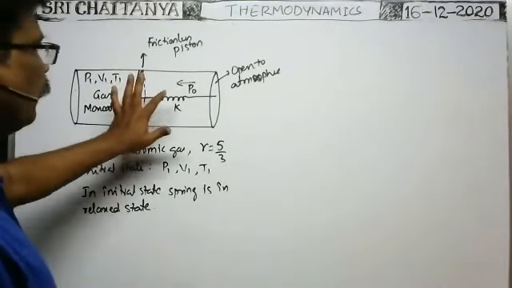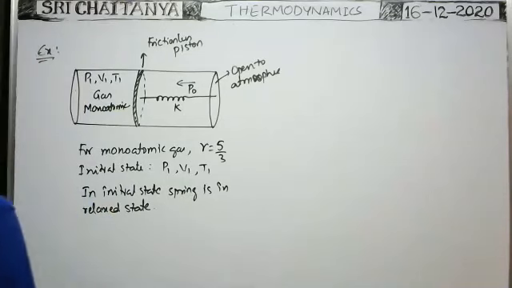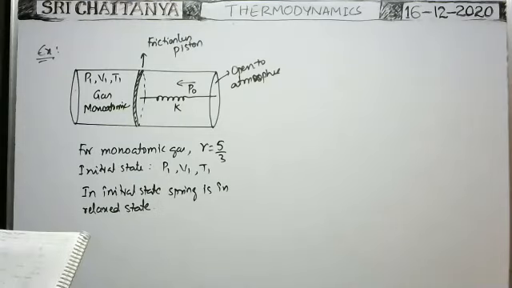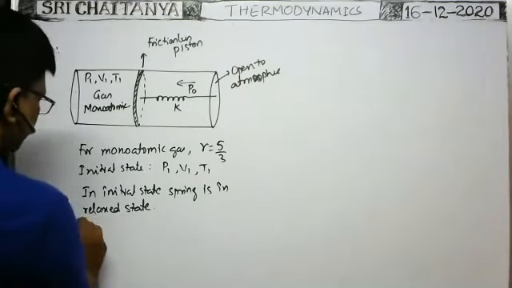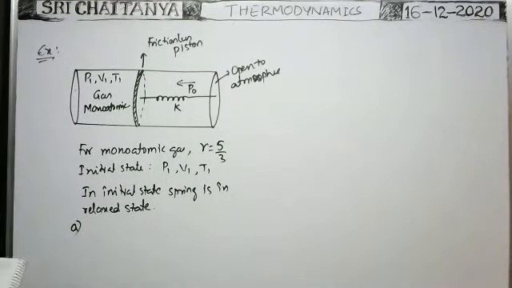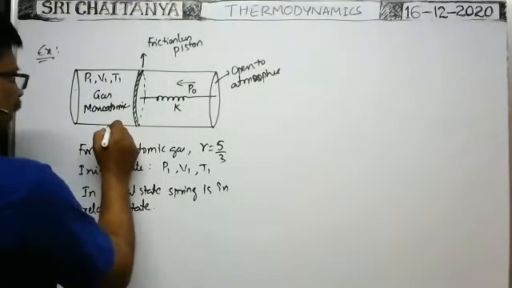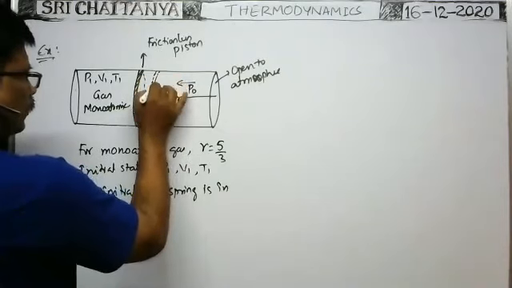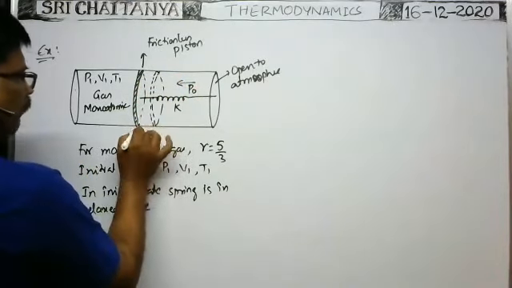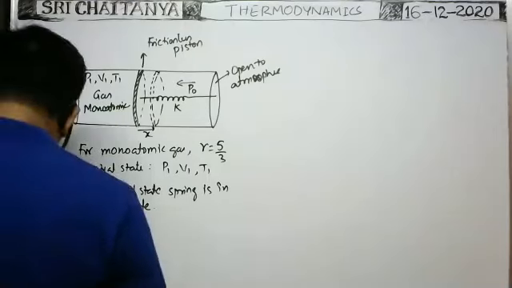Relaxed state means there is no spring force developed. Okay, now the gas is heated very slowly to a temperature T2, pressure P2, and volume V2. Then the piston moves out to a distance x. Whenever the gas is heated, the piston displaces through a distance equal to x. That information is also given.